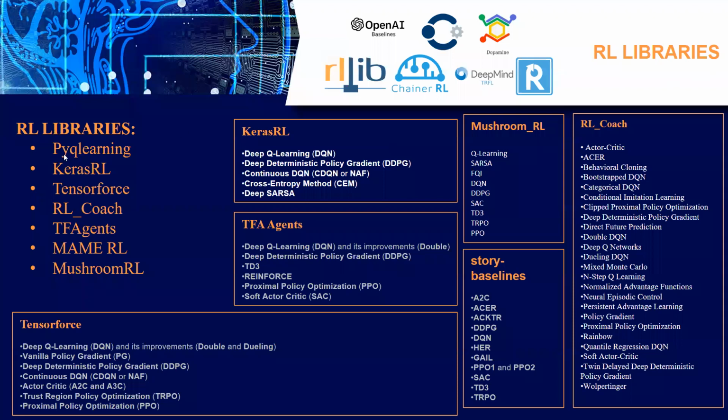We have PyQ learning, Keras RL, TensorForce, RL Coach, TF Agent, MemRL, Mushroom RL. We have different libraries, so here we can see what different algorithms are available in each library. For example, if you import Mushroom RL, you can perform Q learning, SARSA, deep Q learning, DDPG, SAC, TD3 (twin delayed DDPG), TRPO and PPO, proximal policy optimization. We can perform different algorithms here. Like that we can use any of these libraries, and we have to train our model.